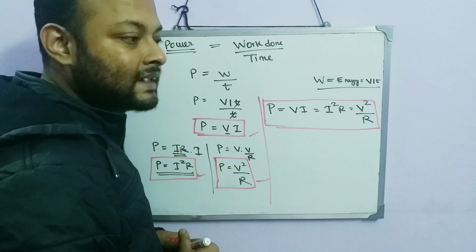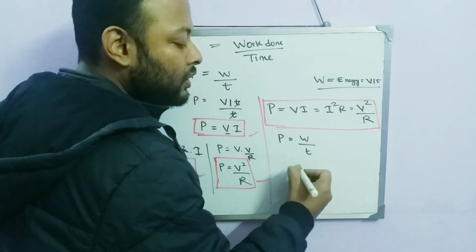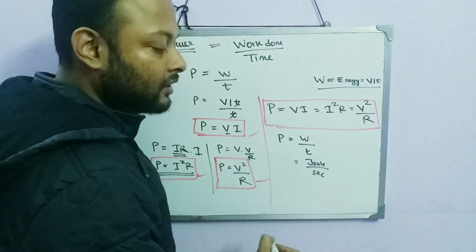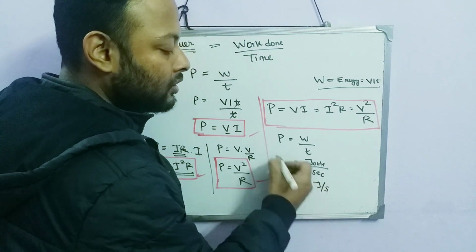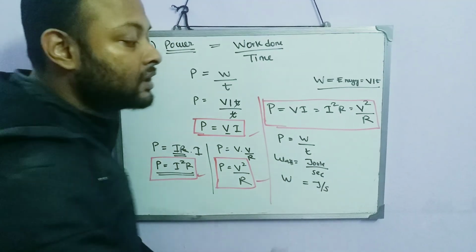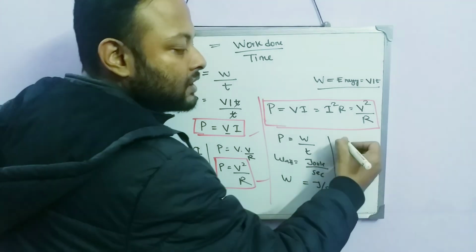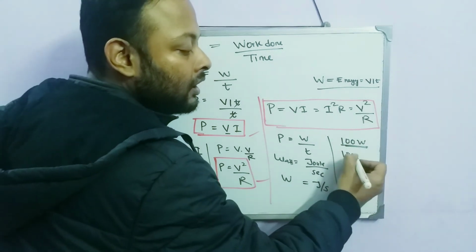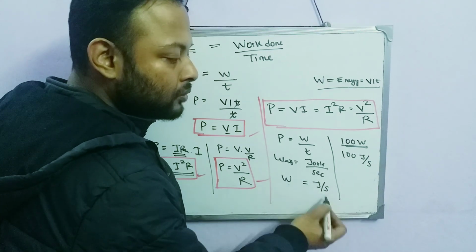Now let's talk about the SI unit of power. Power is equal to work done by time. What is the unit of work done? Joule. And what is the unit of time? Second. So joule per second is said as watt. Suppose I have a bulb which is rated as 100 watt. What does that 100 watt mean? Watt can be written as joule per second.